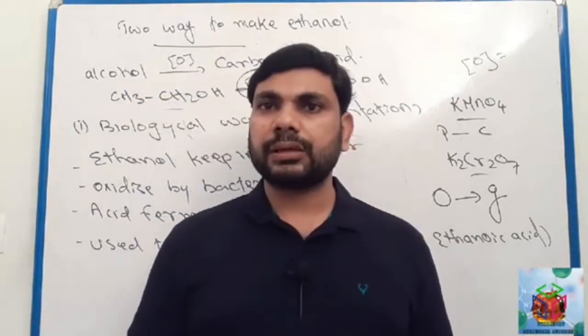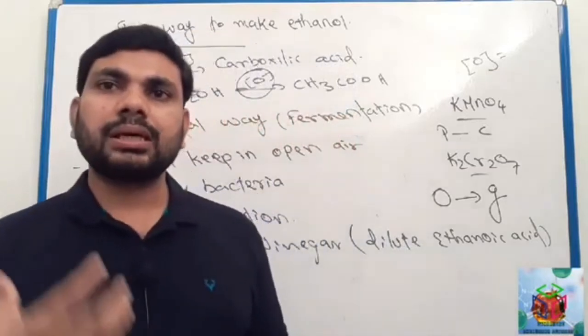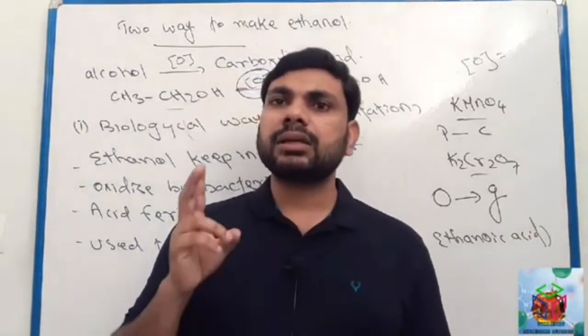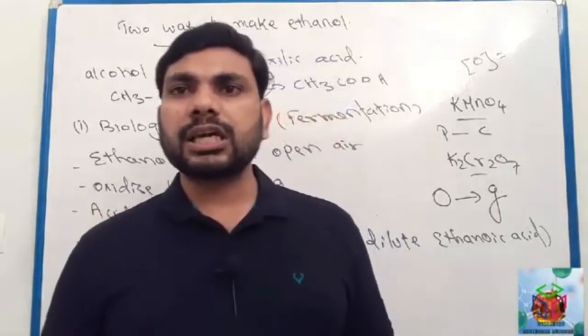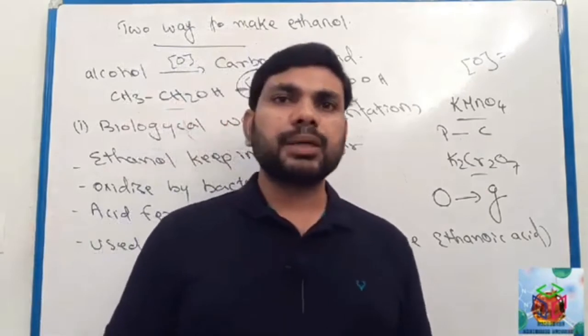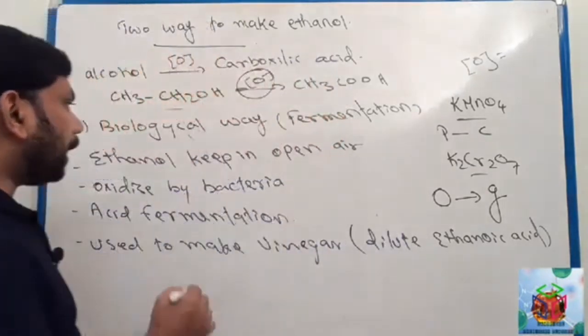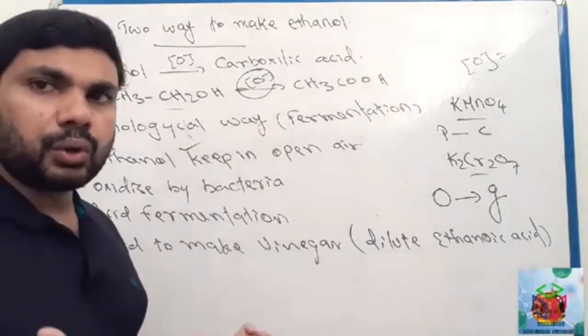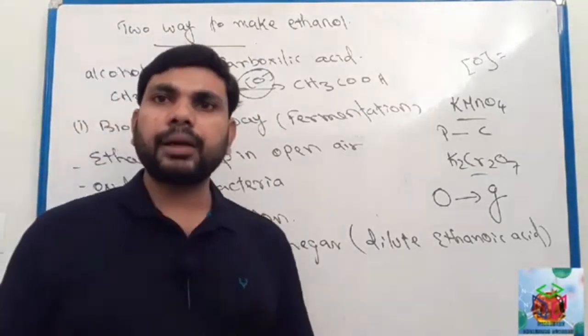That is fermentation. Here also we use fermentation. Production of carboxylic acid. There are two methods, biological method and chemical method. Biological method means you keep alcohol in open air. Okay, alcohol, we know alcohol, keep this in open air.